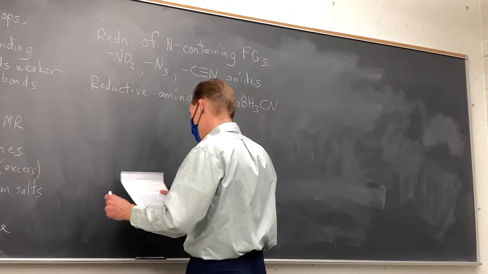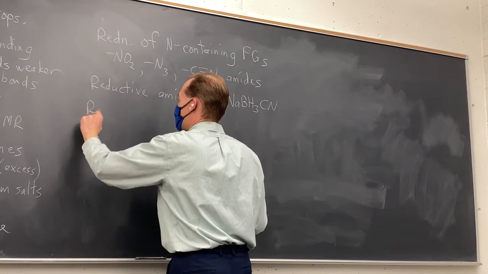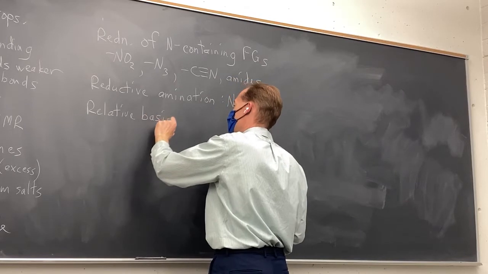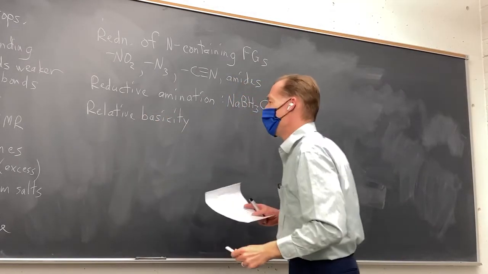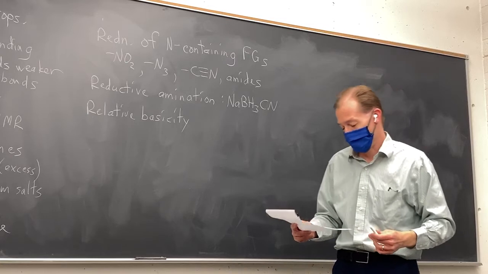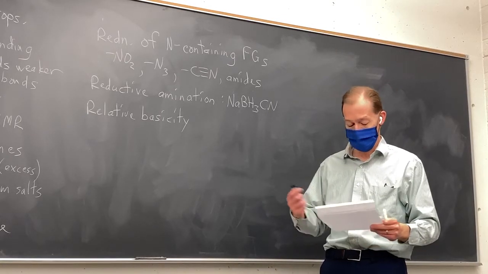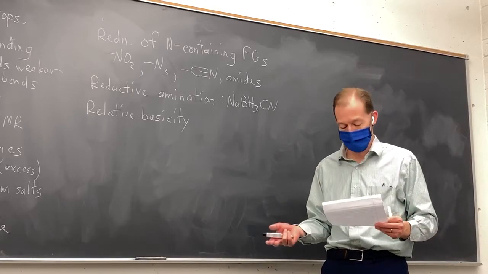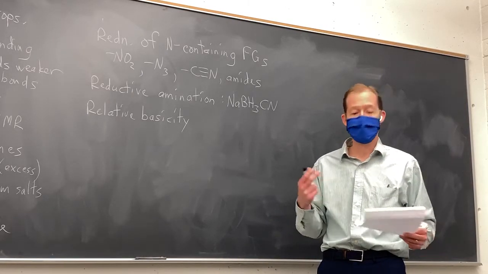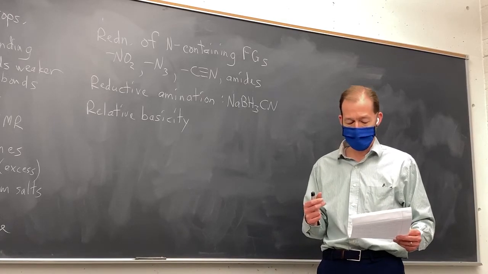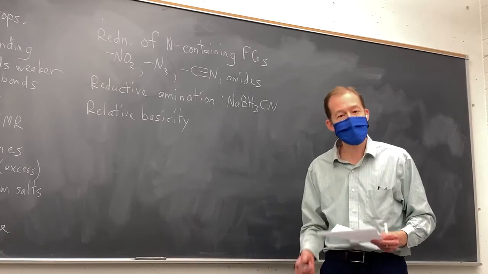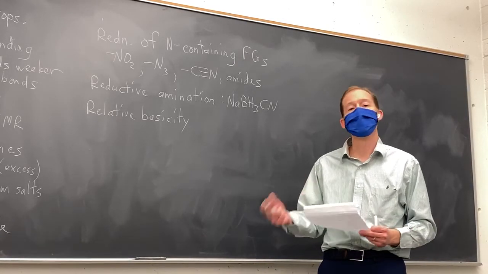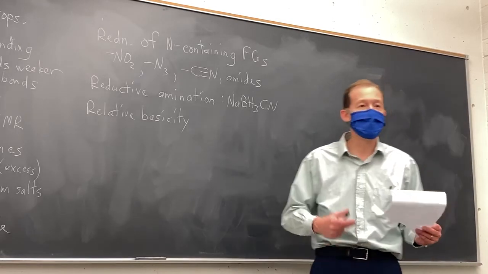The next thing we talked about was the relative basicity of amines. Okay? Amines are bases, and we compared the relative basicity. There were lots of comparisons that we performed in class. We compared ammonia to alkylamines. We compared alkylamines to arylamines. We compared alkylamines to amides. We compared different arylamines. We compared pyridine to pyrrole. So you should understand those comparisons.